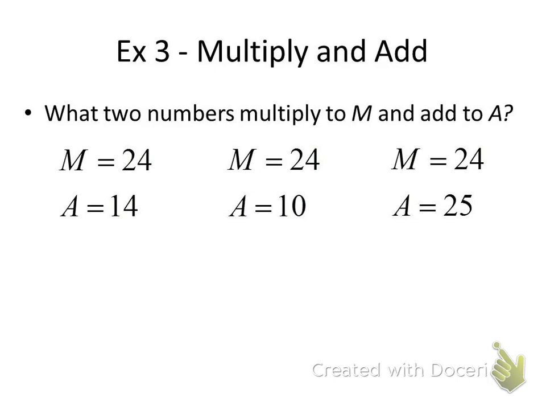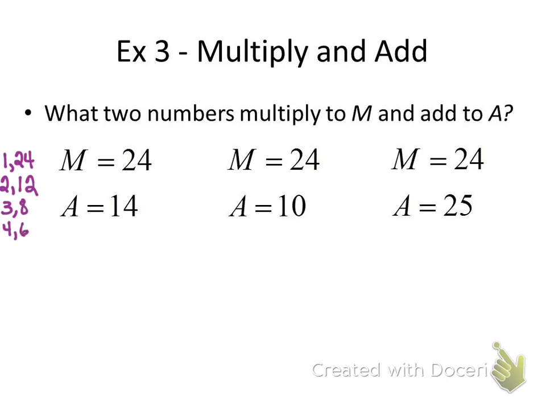1 and 24. I always start in order. 1 times what gets me to 24? 1 times 24. 2 times what gets me to 24? If you don't know how to do it, take 24 and divide it by 2, and that will give you the other factor, 12. So 2 and 12. 3 times what gets me to 24? 4 times what gets me to 24? We'll get to the worksheet, I promise you. 4 times what? 6.